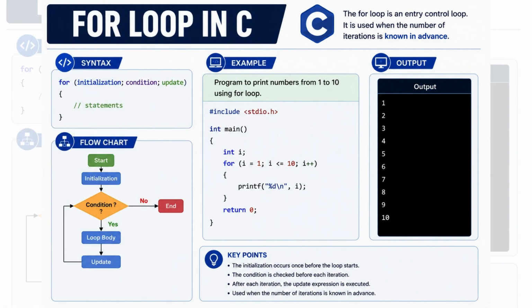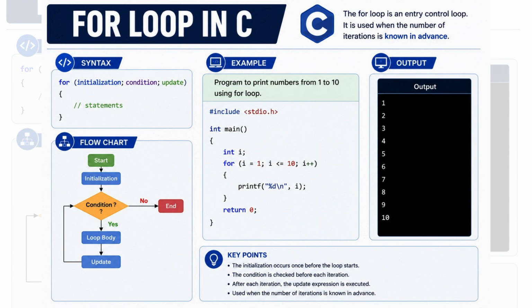Now let's understand how the for loop in C language works with a simple program. The for loop is an entry control loop, which means the condition is checked before the for loop is executed. It is the best choice when the number of iterations is known in advance. The syntax of the for loop consists of three parts: initialization, condition and update. First, the initialization statement executes only once before the loop starts.